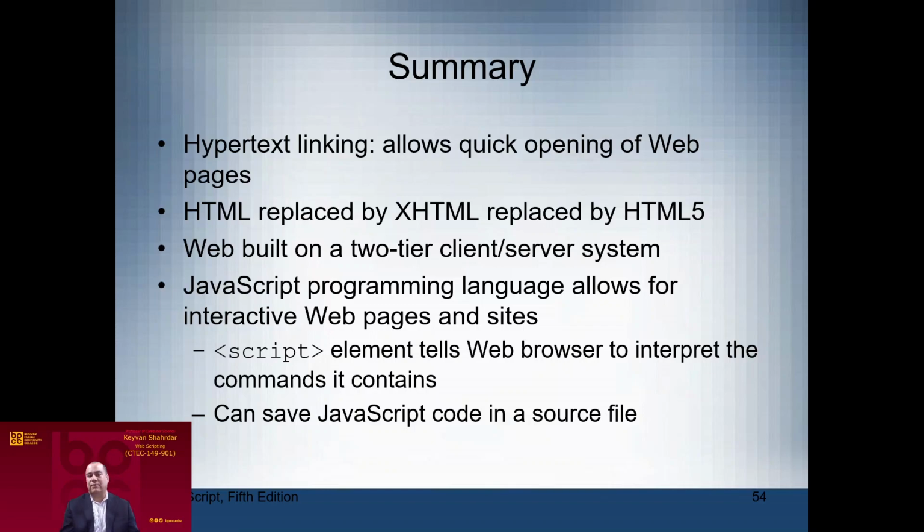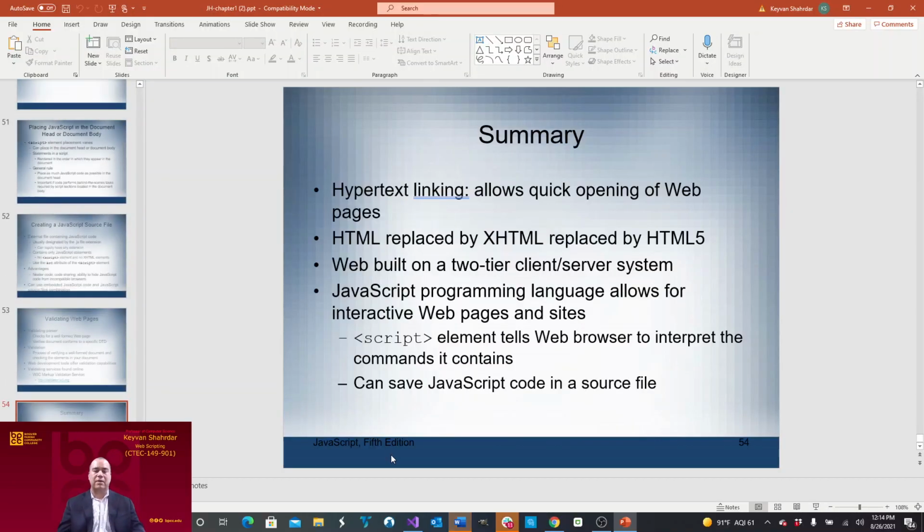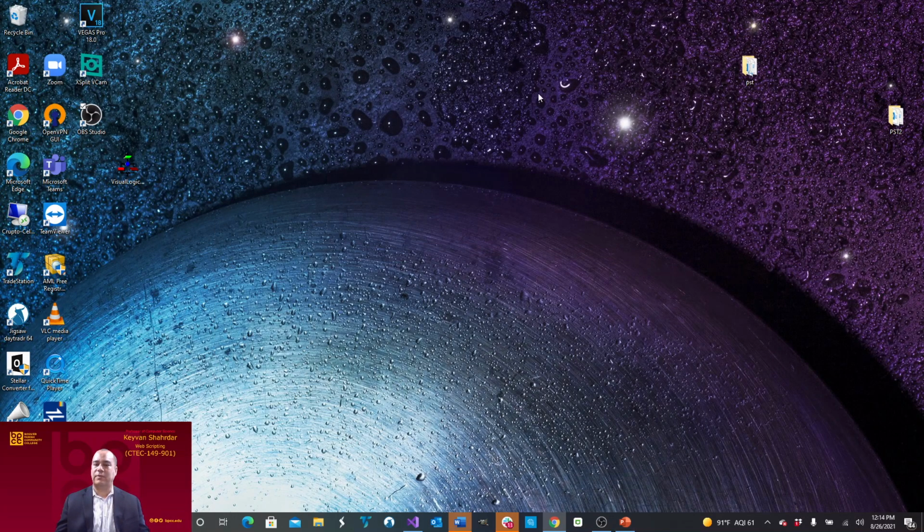So in summary, hypertext linking allows linking and opening of web pages. HTML was replaced by XHTML, which was replaced by HTML5. The web is built into a two-tier client-server system, and the JavaScript programming language allows for interactive web pages and sites. So that concludes the slide show that we wanted.